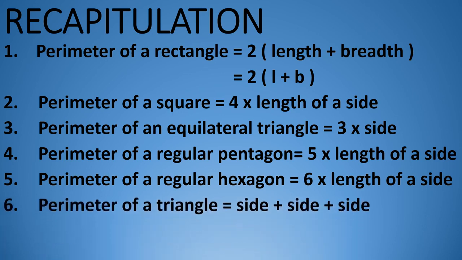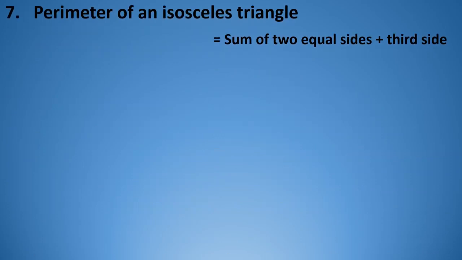Perimeter of a triangle equal to side plus side plus side. Perimeter of an isosceles triangle equal to sum of two equal sides plus third side. Isosceles triangle is a triangle whose two sides are equal. So first of all we will find out the sum of those two equal sides and then we will add third side.